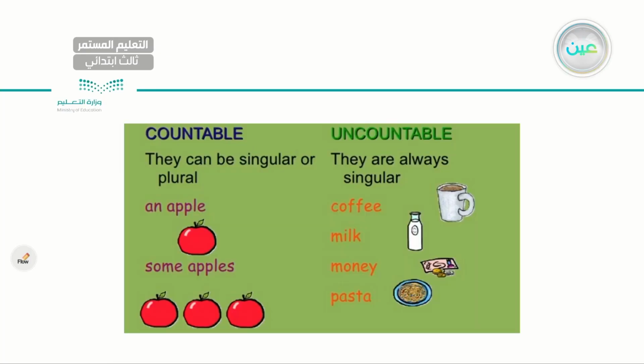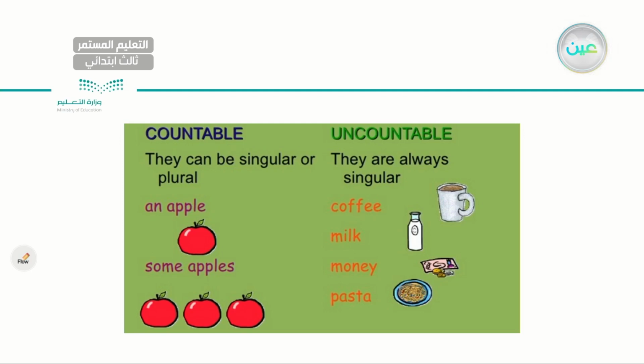Here are more examples of the uncountable nouns. An apple is singular. Some apples or 3 apples are plural. While for the uncountable, they always go with singular form. Coffee. So they only go with a singular. We cannot add s. Coffee, milk, money, and pasta.